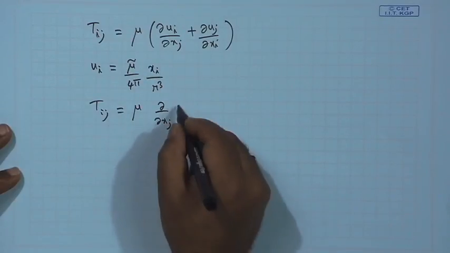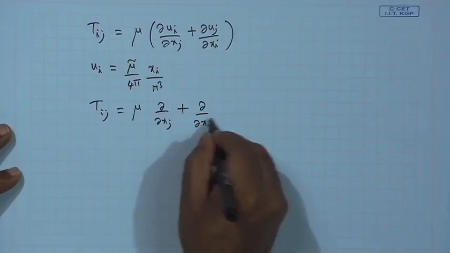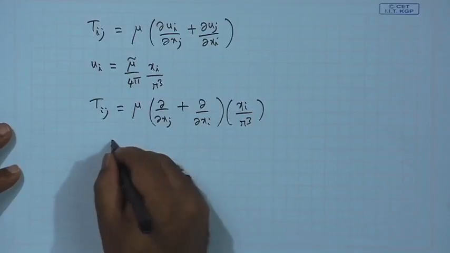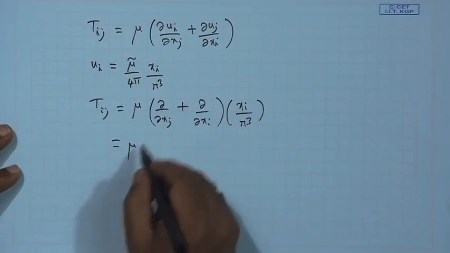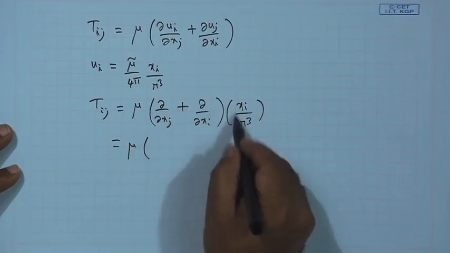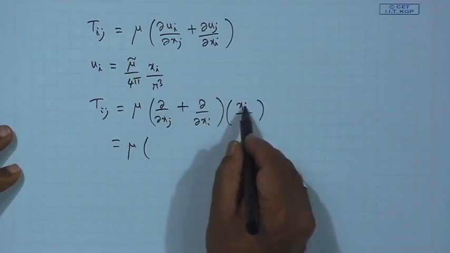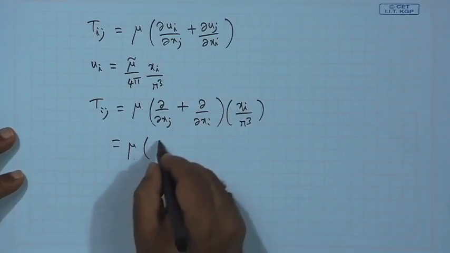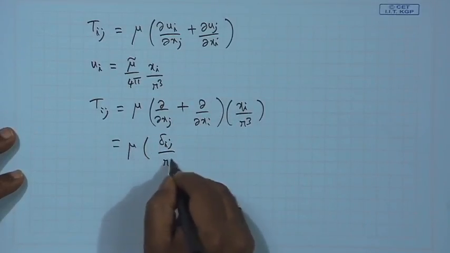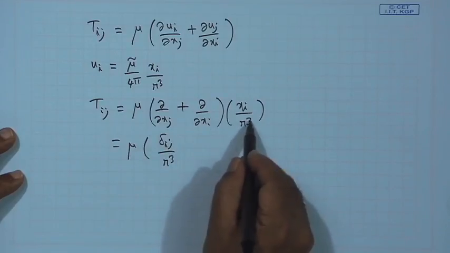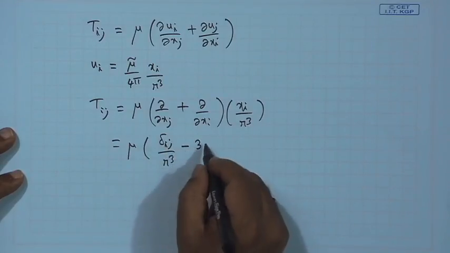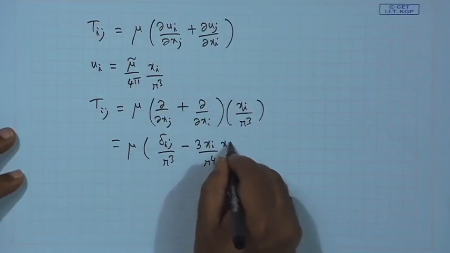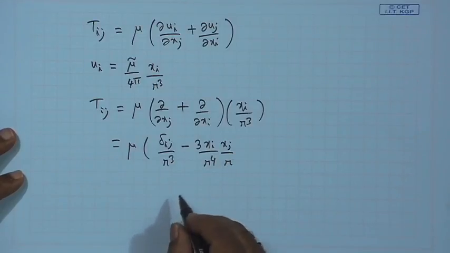∂/∂x_j of x_i by r cube. So, this is mu, first one if you operate. So, we have to use the formula, right. So, if we do this on x_i, what we get, when x_i equal to x_j, we get 1. So, therefore, delta_ij by r cube, then on this if we do minus 3 x_i by r^4, then x_j by r. Okay.